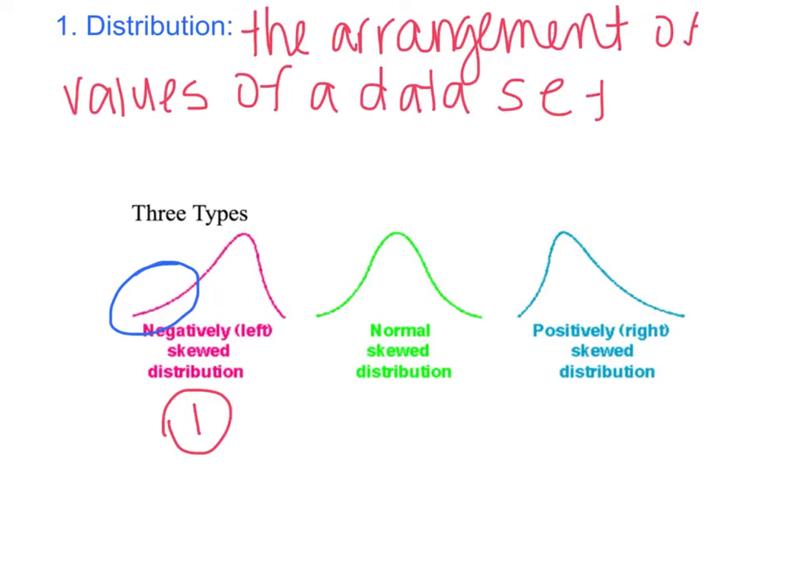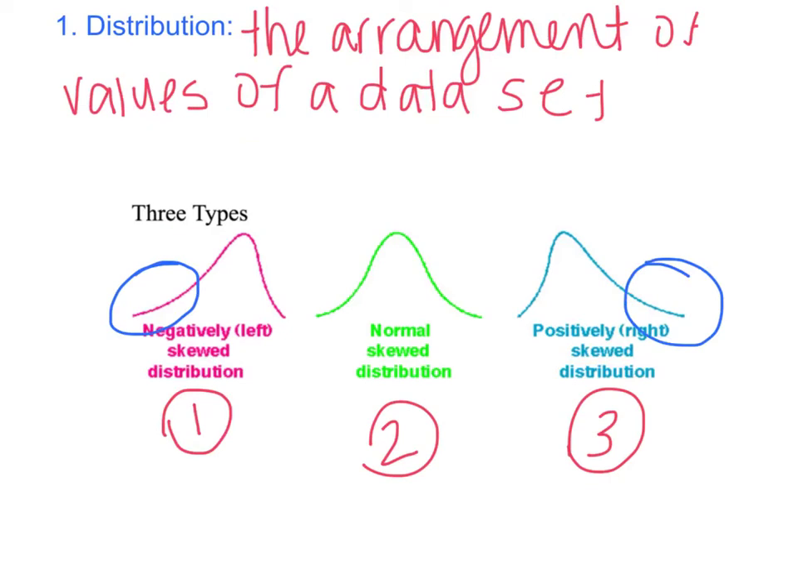The next one we have is going to be normal. That means it's evenly distributed in a bell shape where the median is actually in the middle of the graph. And then the last one is positively skewed or right skewed because the majority of the data is on the left and the tail end, the empty side, is on the right.